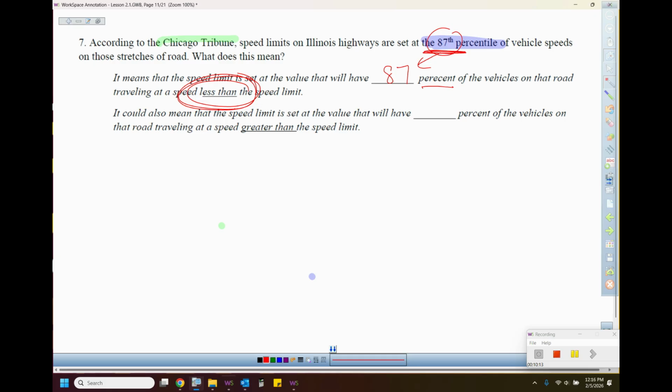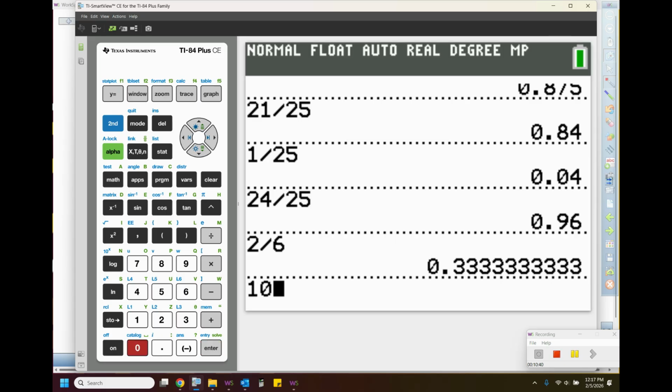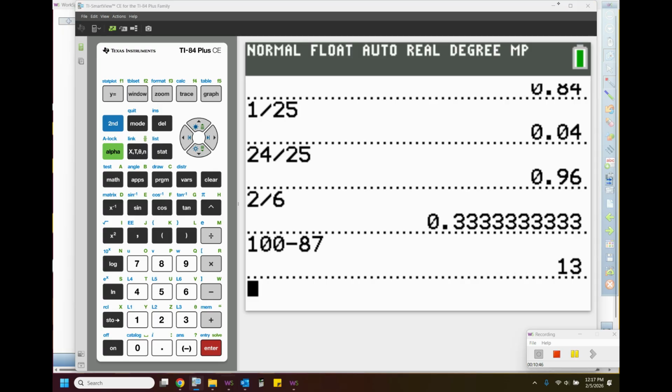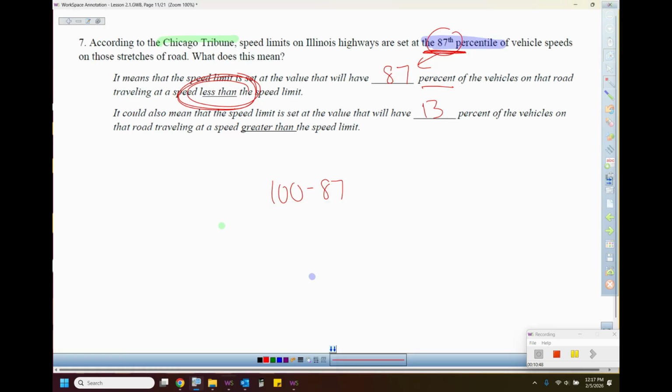But when they reverse it around, what if you're doing the bad thing and going worse than the speed limit? If 87% are doing the good thing, shouldn't everybody else be doing the bad thing? There's only 100% total, so 100 take away 87 would be how much percent left on that one? So that means 13% of the drivers are being little speeders in that case. So it's all about adding up to 100 for a percentile. When you're under, you're good, and when you're over, that was bad in that situation. Thumbs up with that. That is percentiles.